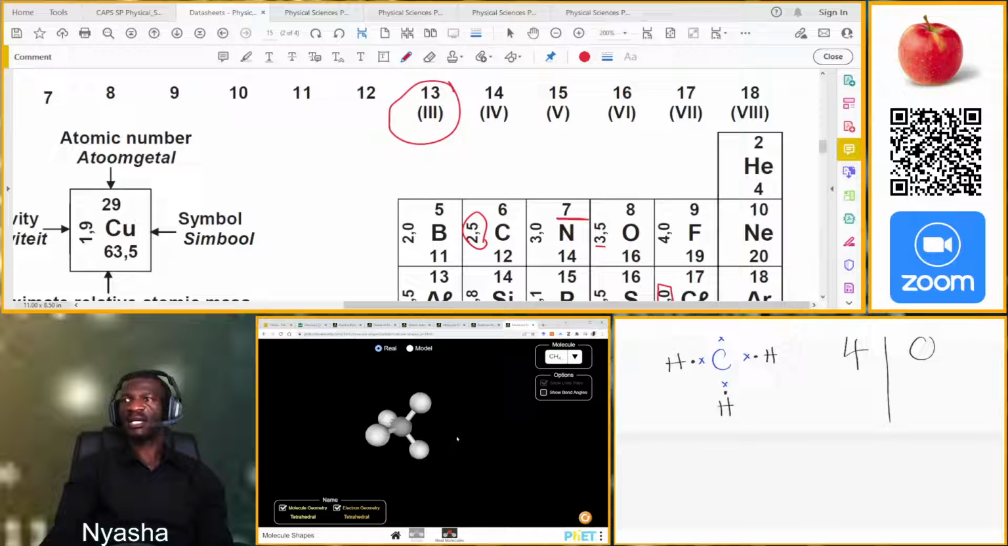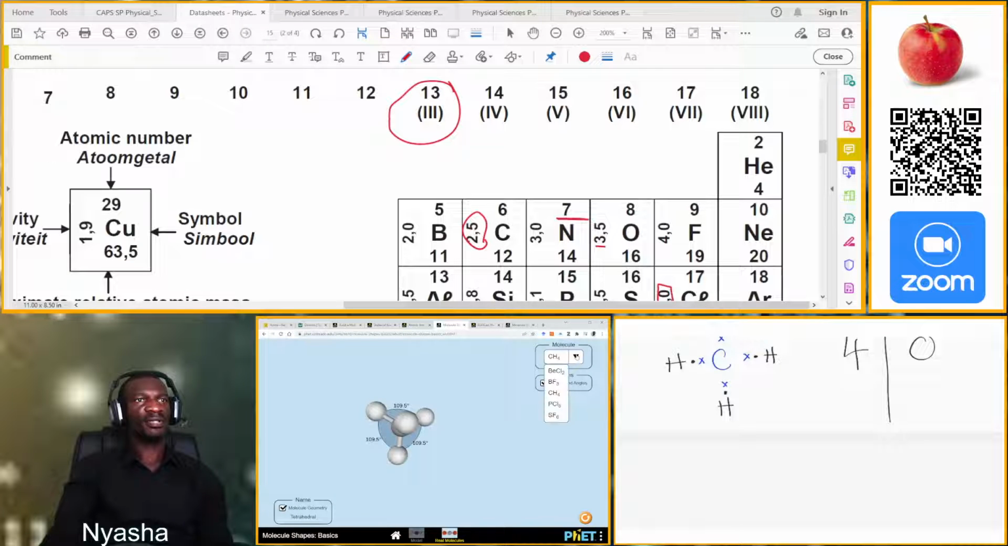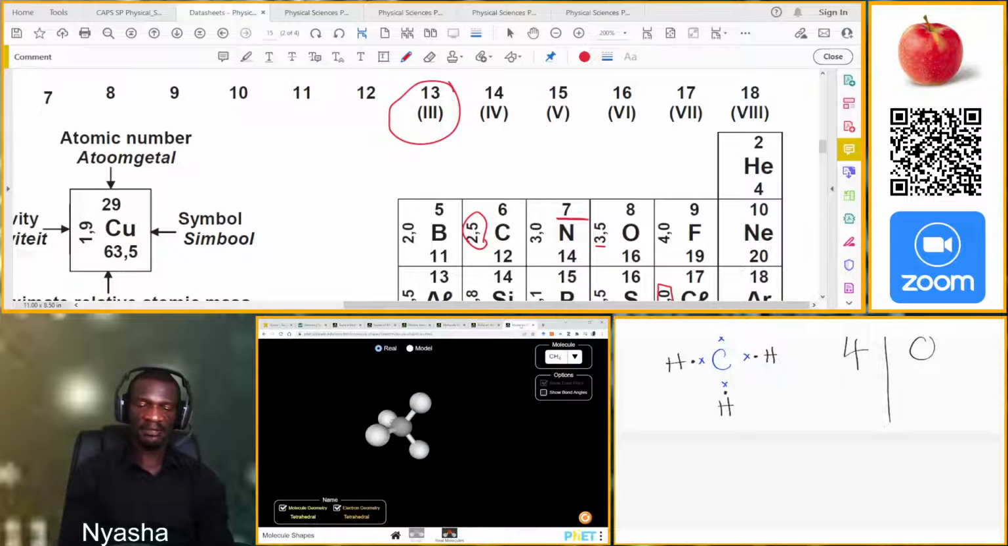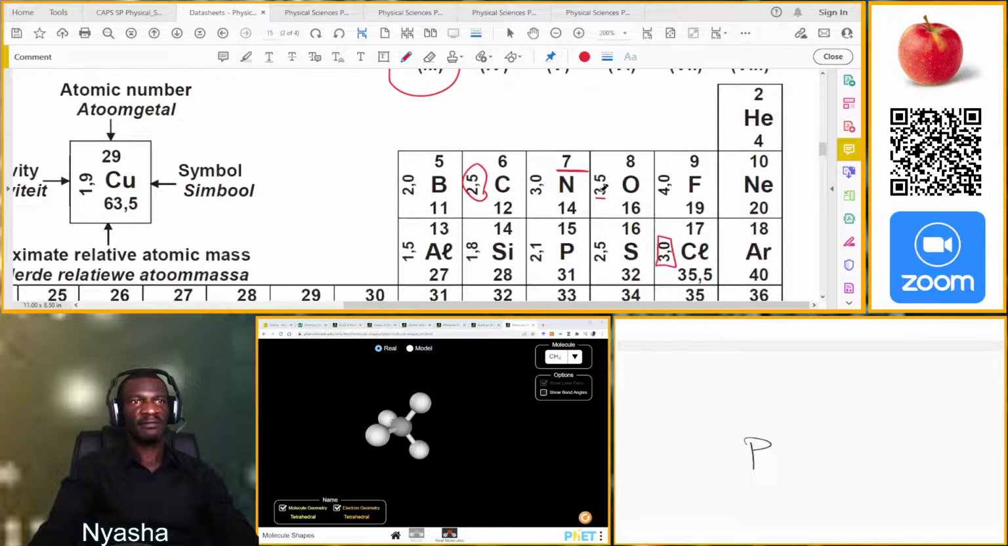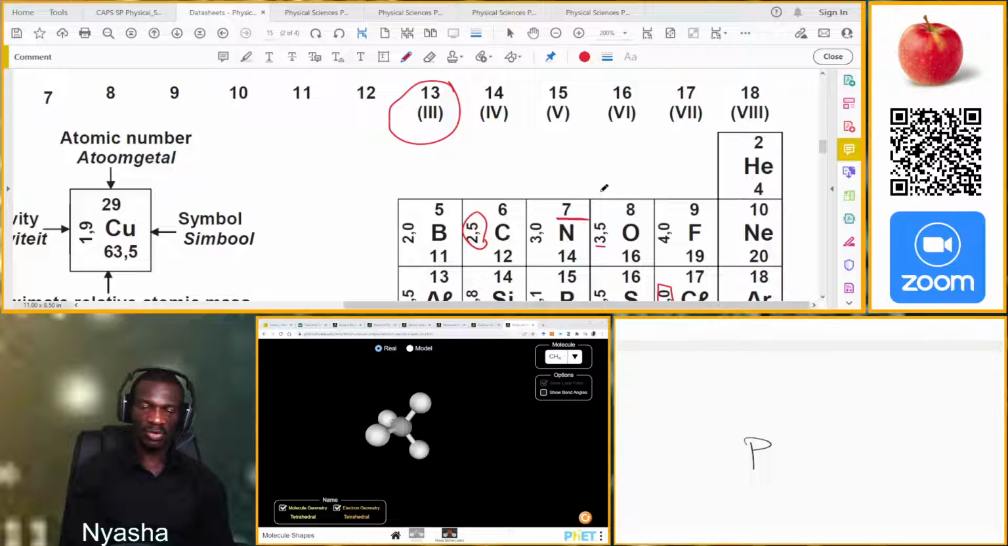Which is the next molecule that we had on the other side, which is here. That was CH4. Then we can look at PCl5, phosphorus pentachloride. If it has another name, then it will be different. So this is 5 electrons in the outermost shell: 1, 2, 3, 4, 5.